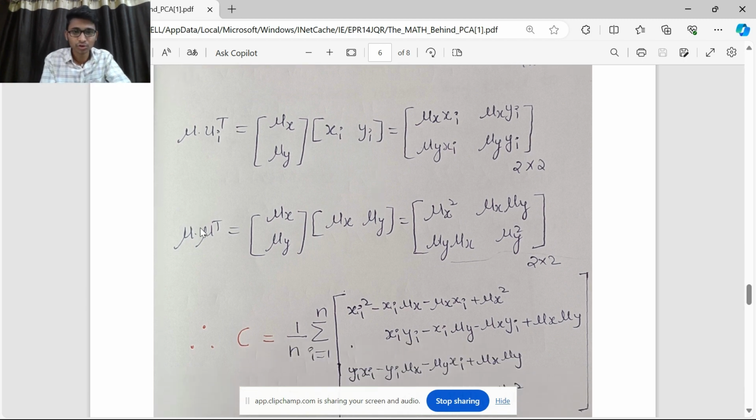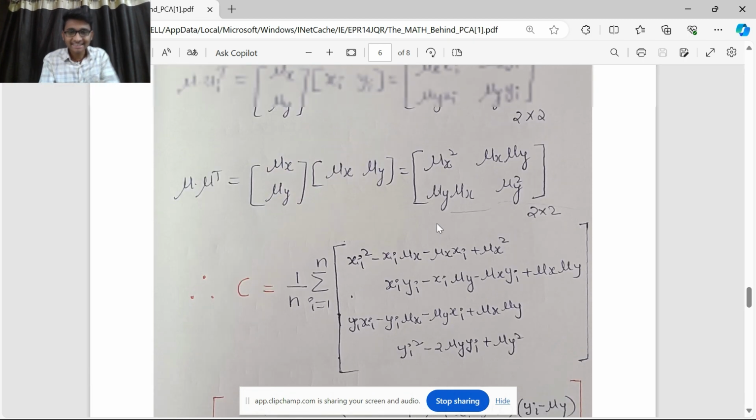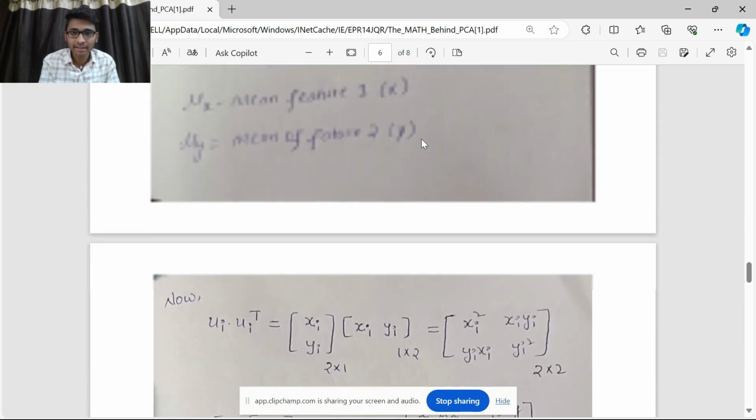Okay. See, mu into mu transpose and everything, I just kept all these values, all these matrices, in this equation.